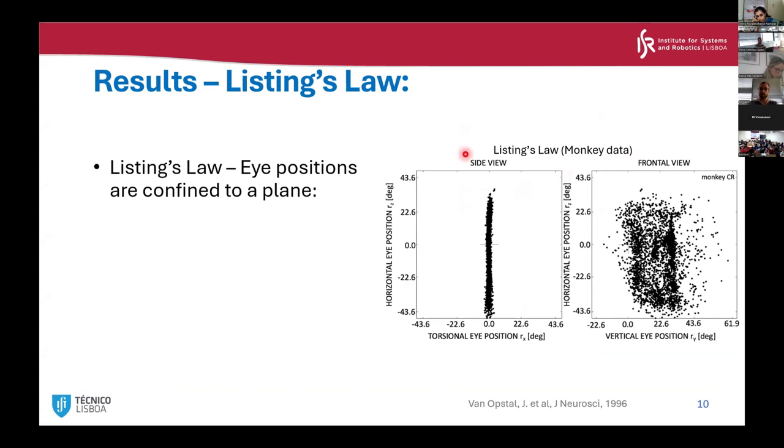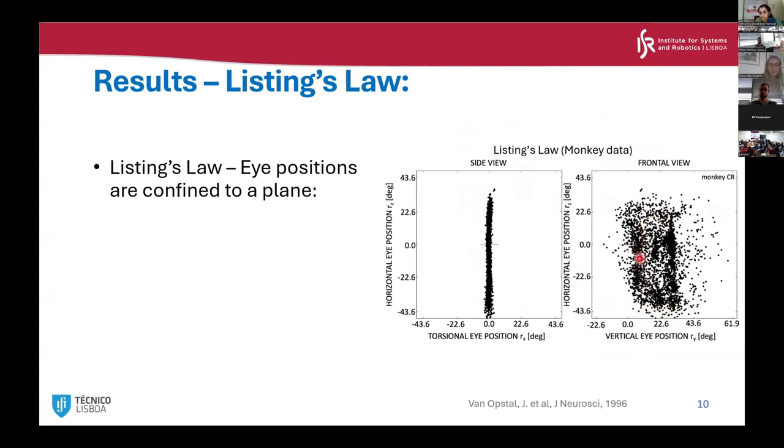Here I plot this information. This data was obtained using, in this case, monkey subjects. And here I plot two views of this plane. Here we can see the positions of the vertical and horizontal eye positions, and this tells us that the monkey itself created saccades all across its oculomotor field.